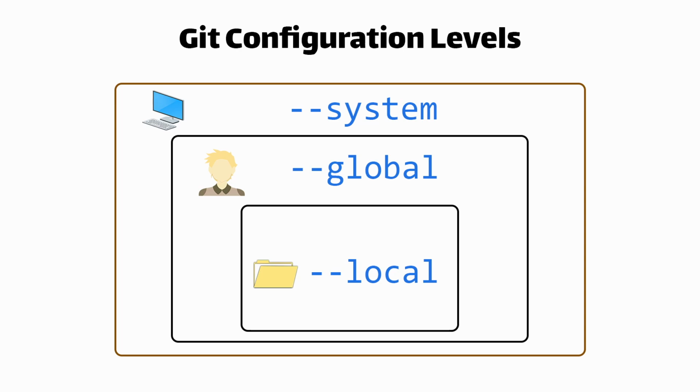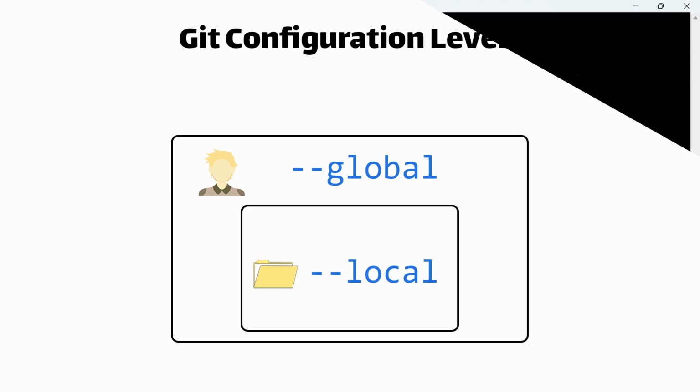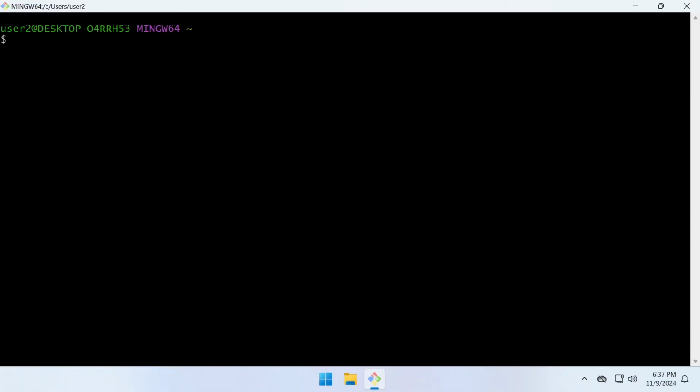Usually we don't bother with system-level configuration. What we do is set the global configuration, which applies to all repositories under the current user. Then, if needed, we can override those global settings at the local level for specific repositories. Now let's configure our global settings.